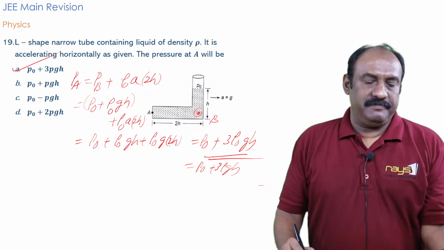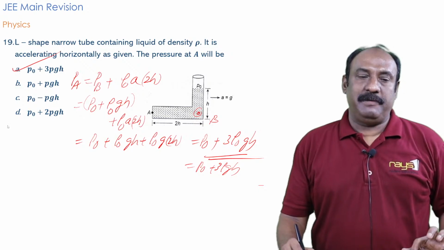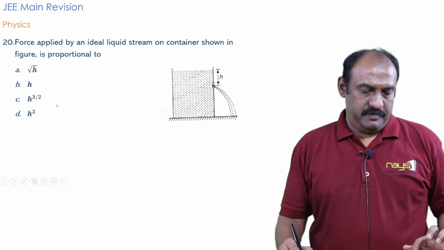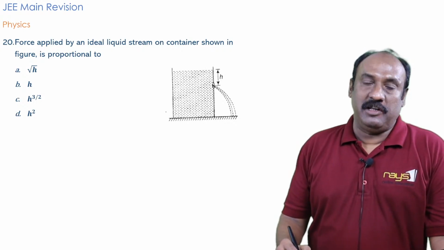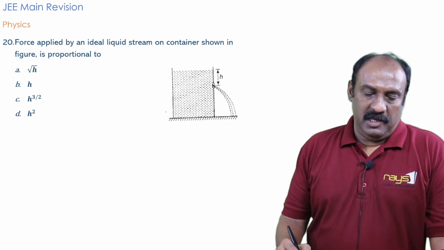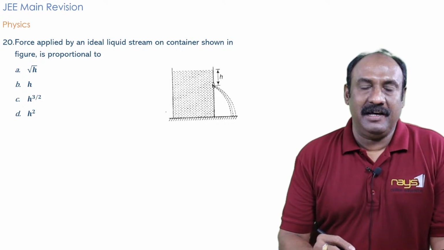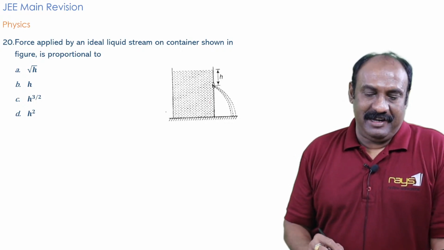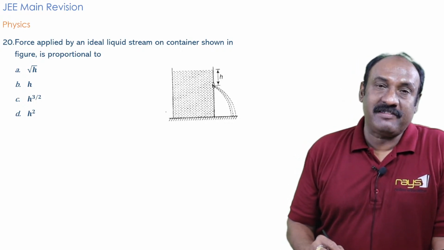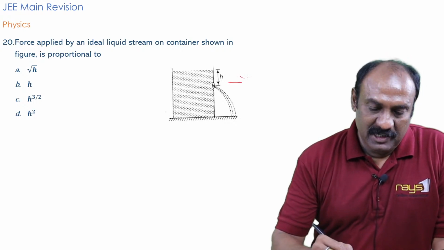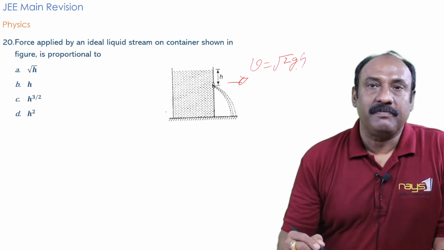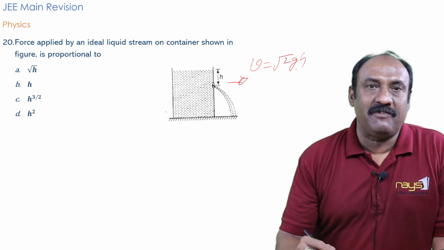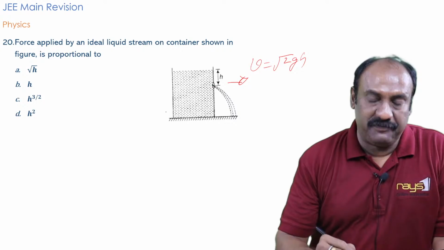Next question, question number 20. A force applied by an ideal liquid stream on a container shown in the figure is proportional to what? A small hole is made at the vertical wall of this container at a depth h from the free surface of the liquid. We know that the velocity of efflux is v equal to root of 2gh. At that time, with what force does the liquid come out of the small hole of cross-sectional area A?